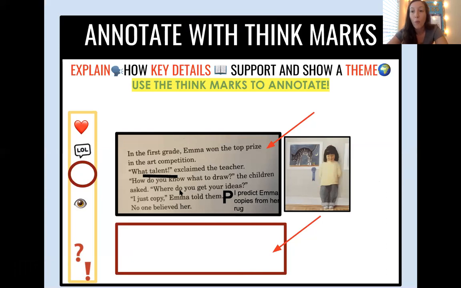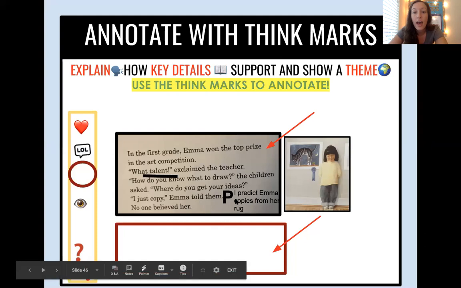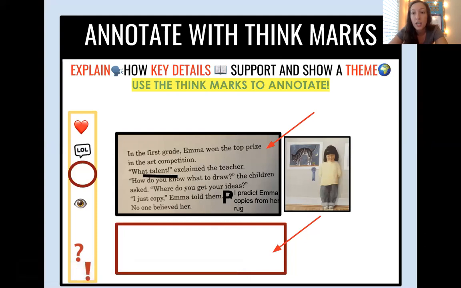When people ask Emma where she gets her ideas, she says, I just copy. But she doesn't say where she copies from. So we made the prediction that Emma copies from her rug. Anytime we make a prediction, we want to jot on the side or on the margin what our prediction is. We're going to annotate one more thing on this page, which is at the very bottom, where it says, no one believed her.